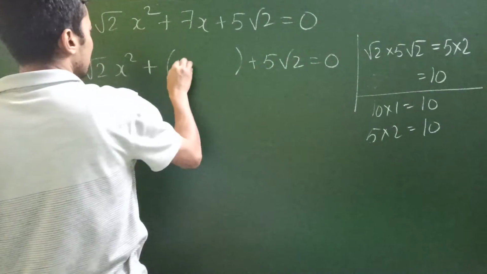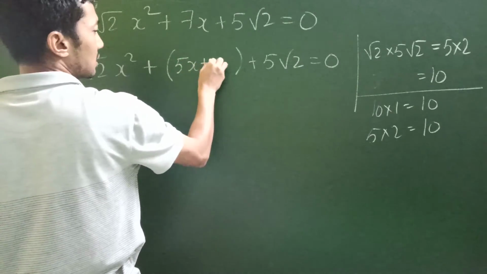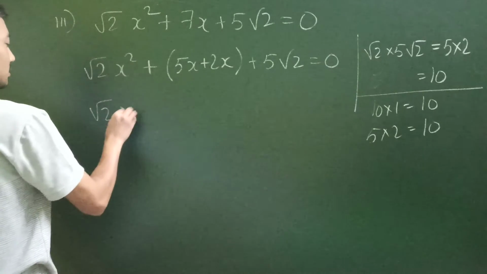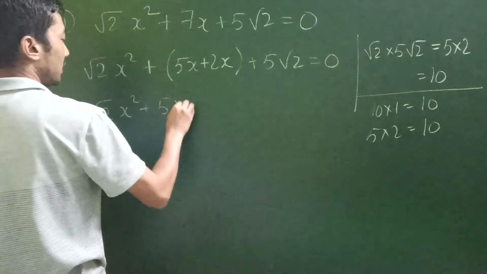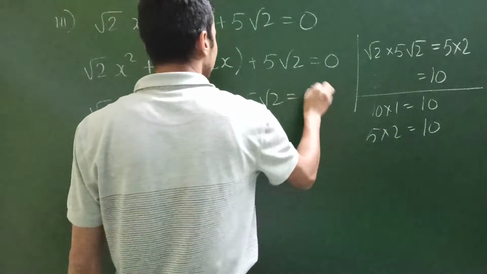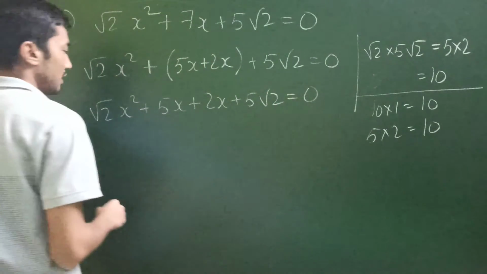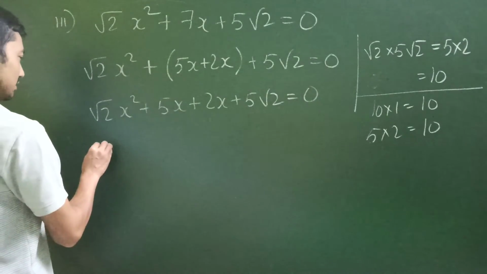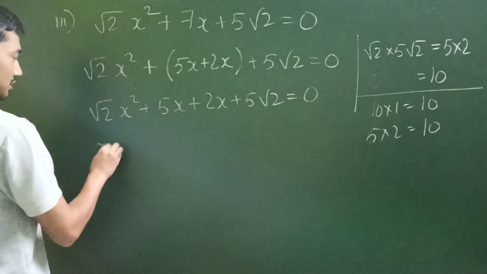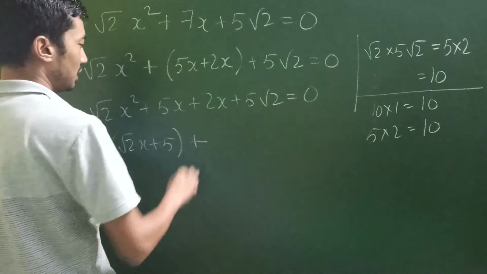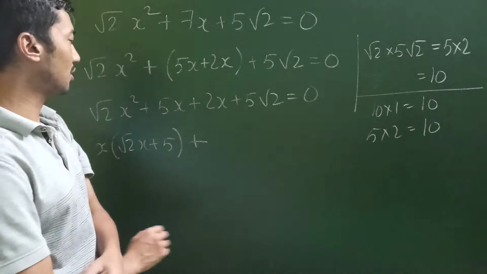So we can use 5x plus 2x. Root 2 x squared plus 5x plus 2x plus 5 root 2 equal to 0. Now, no problem. Maybe we can do a little bit more arrangement. Okay, I'll just take x common. Root 2 x plus 5 plus, now here what can be taken common?